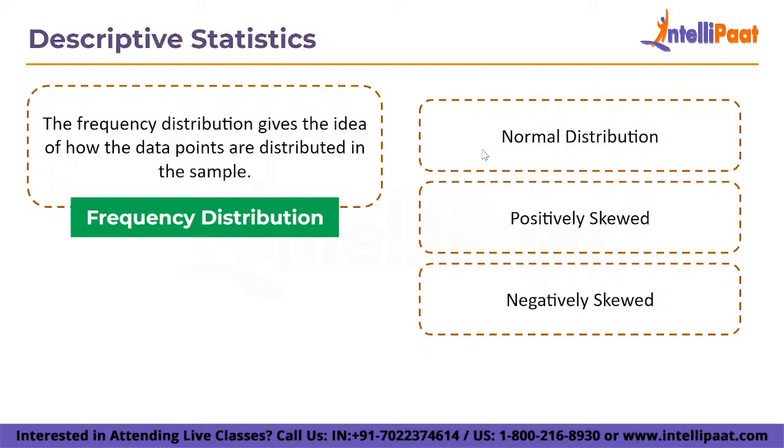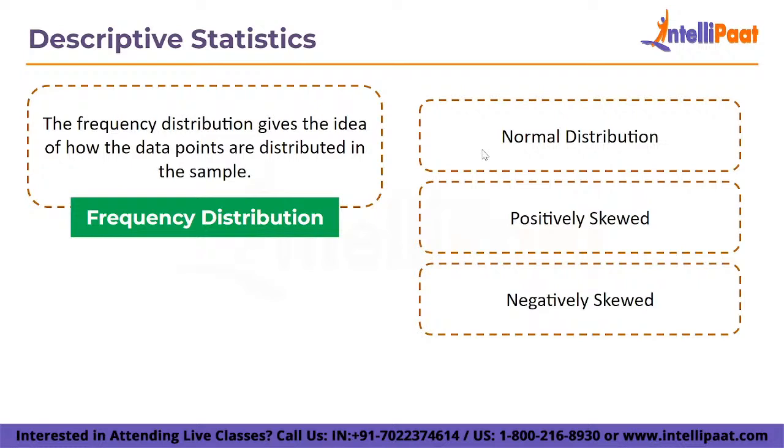Now when we talk about the positively skewed data, in a positively skewed distribution, also called a right skewed distribution, the distribution is concentrated on the left side of the curve where the mode is less than the median and the median is less than the mean.